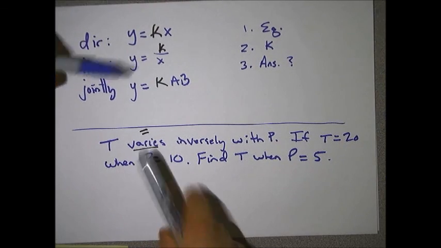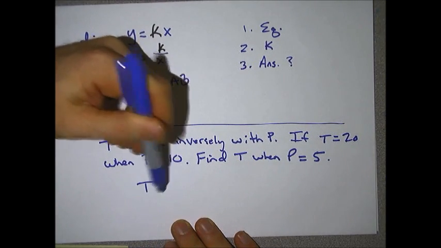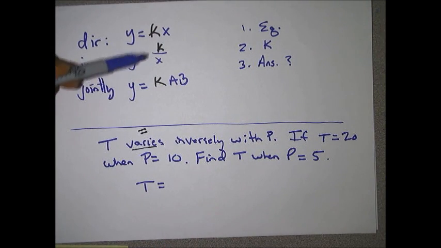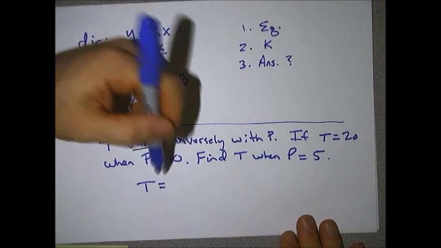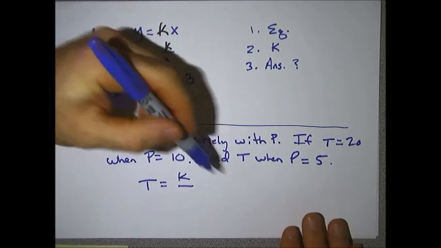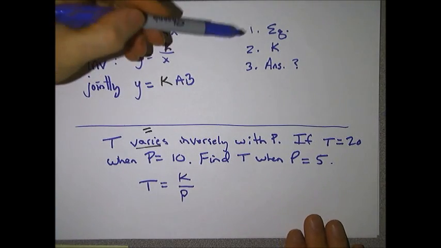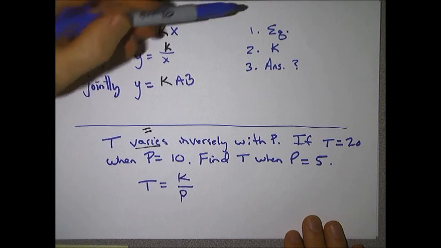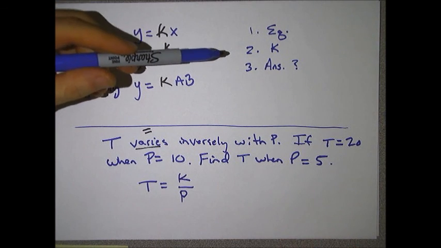So t varies, so t equals. It's inversely, so you have this blueprint in your mind, k over something. So it varies inversely, k over inversely with what? In this case, the letter p. So step 1, check, we have an equation. Step 2, I want to find the letter k.